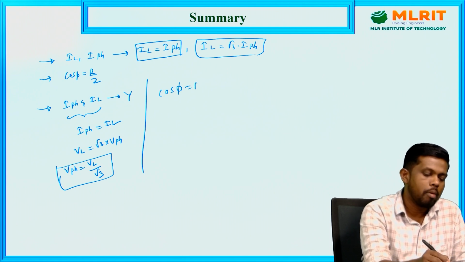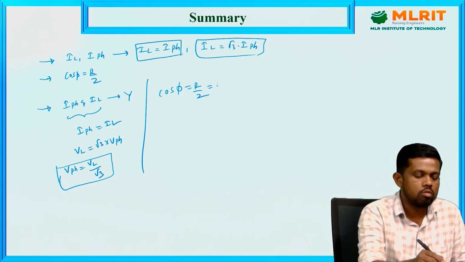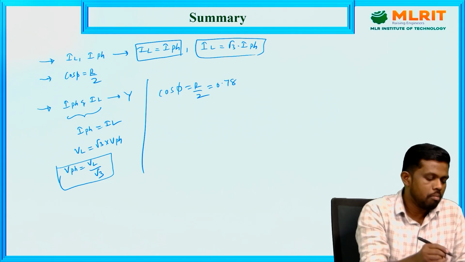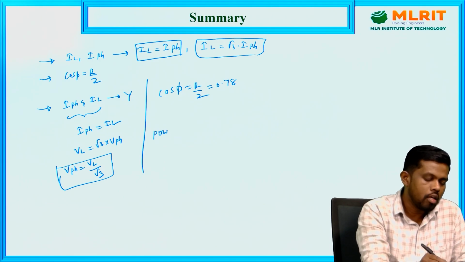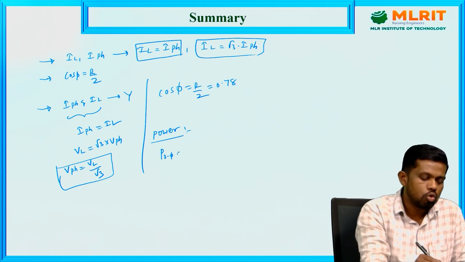In this session we also got cos phi equals R by Z, the power factor of the balanced star connected network, with values like 0.78 lagging. Then in problem number 2, we discussed the total power taken by the network. If it is a balanced star connected network, the three phase power should be root 3 times VL times IL cos phi L.